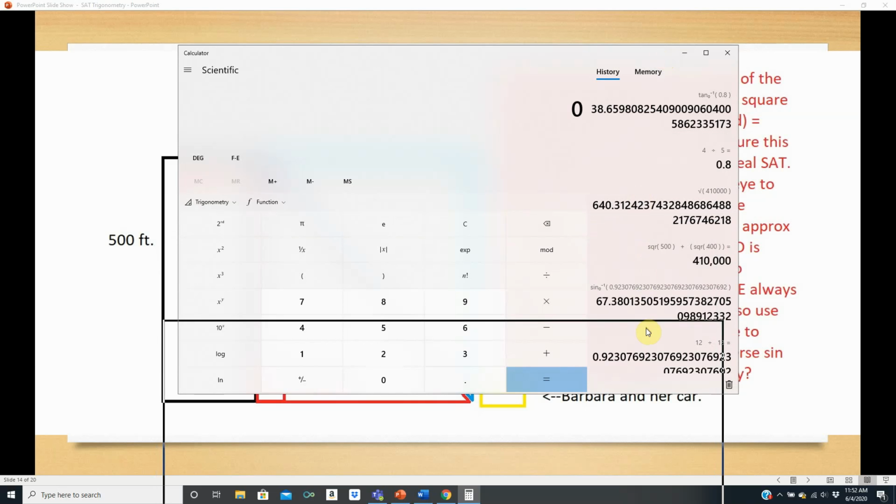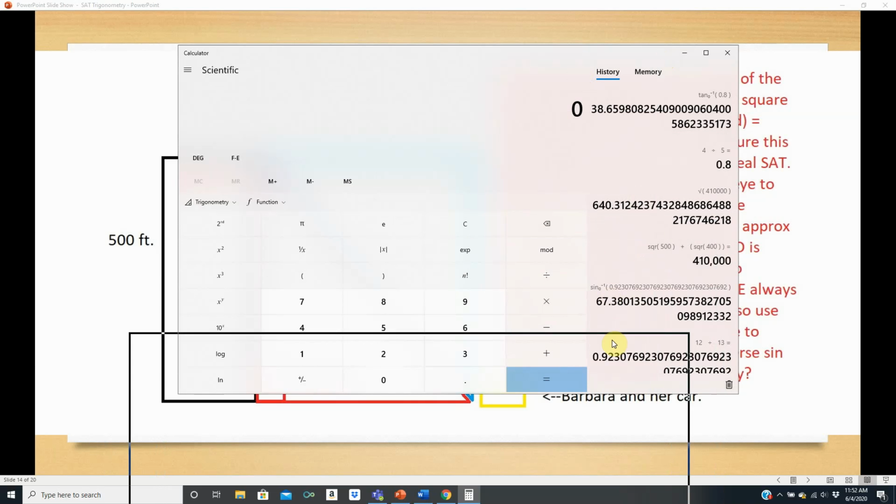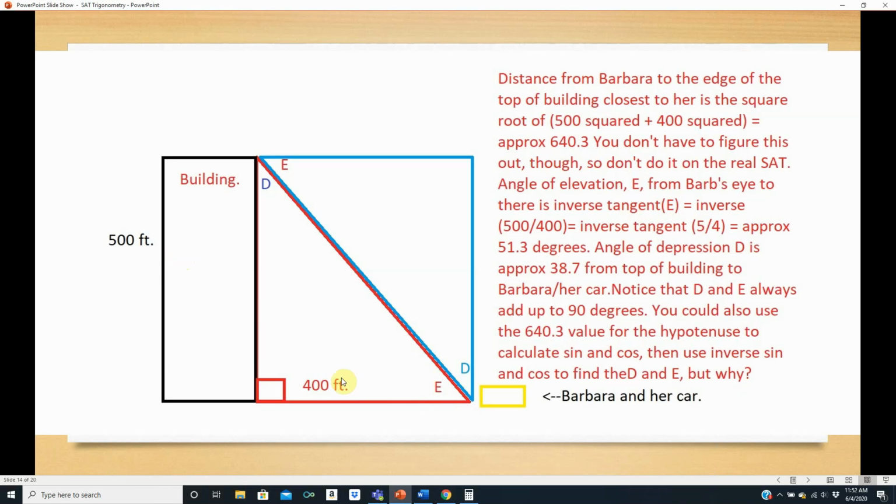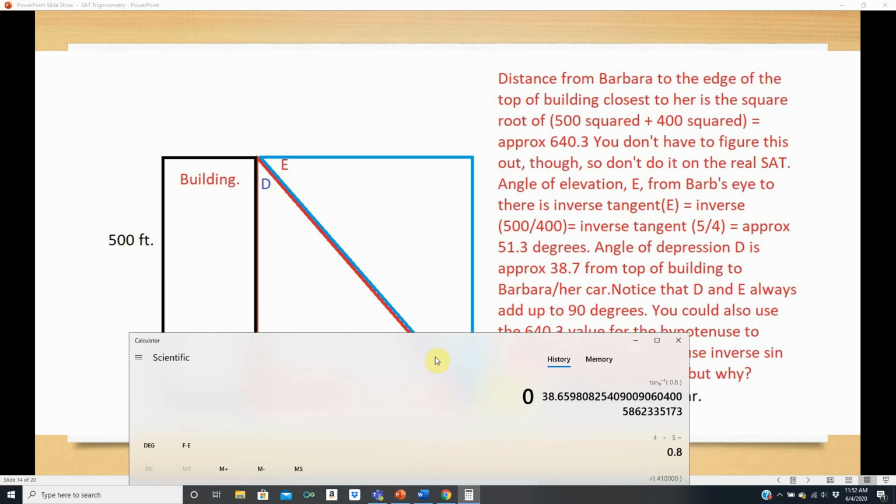I want to figure out the angle of elevation. Well, as it says here, that's 5 over 4. Why? Because this is going to be the opposite, which is 500, and the adjacent is 400. So we can see the opposite is 500, adjacent is 400. So that's going to be 5 over 4.